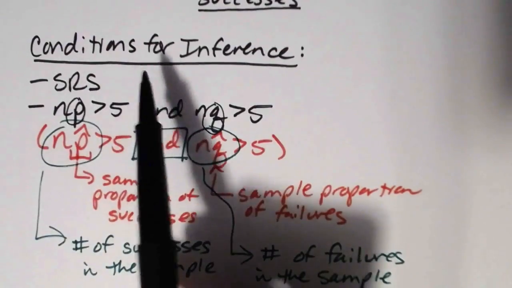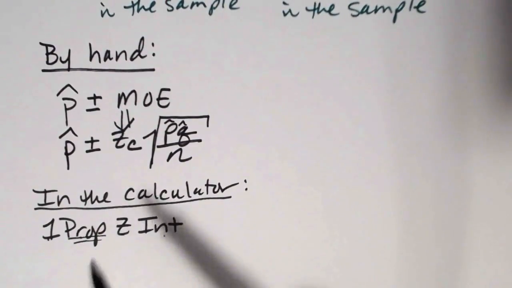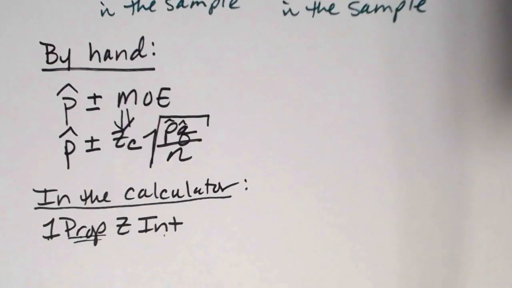So you would start, just like before, by checking your conditions for inference, making sure they're satisfied, putting everything into the calculator, getting your interval out, and then interpreting that interval. So let's take a look at an example where we do that.